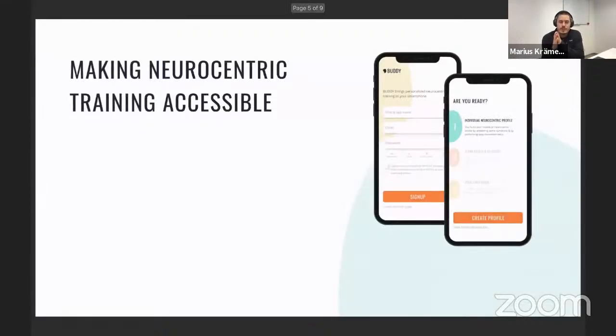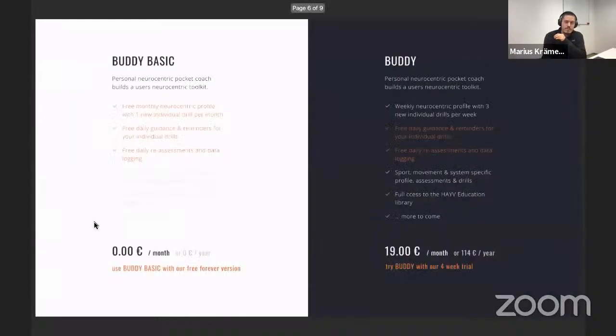So what we are doing with Hive or HeyV, whatever you prefer, is we're trying to make this neurocentric training accessible. We are building an app, web and mobile based, which is data driven and then suggests this neurocentric training for people.